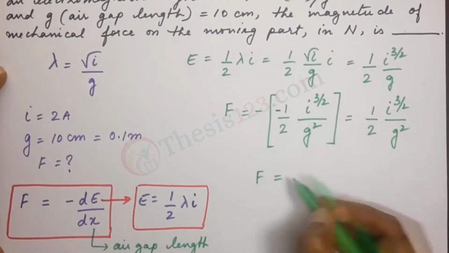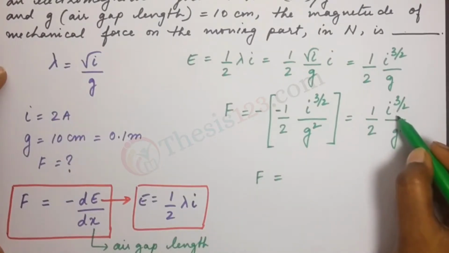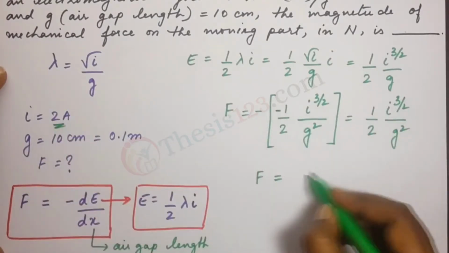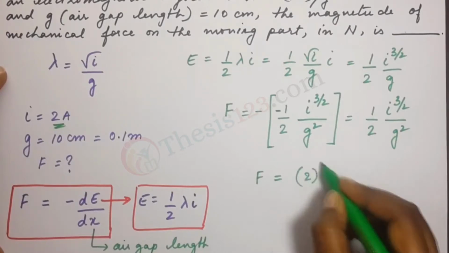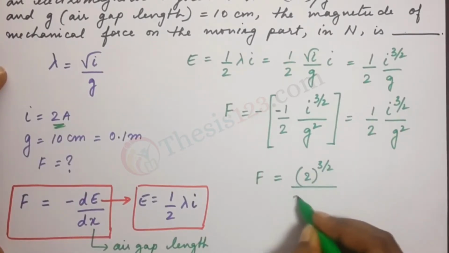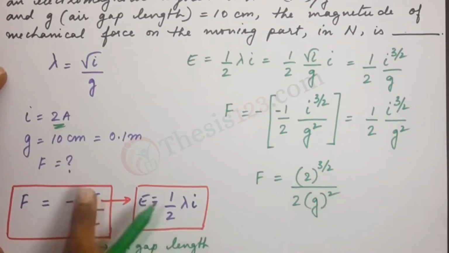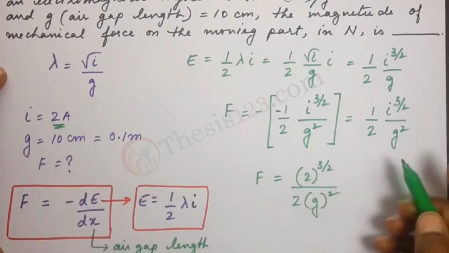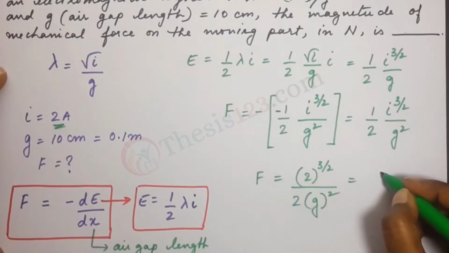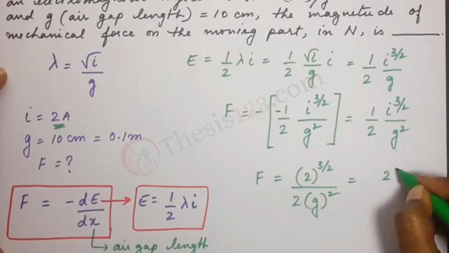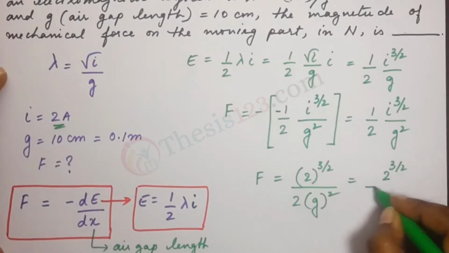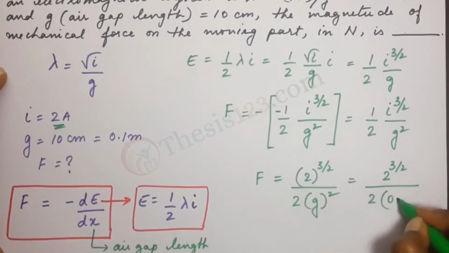Now we substitute the value for I. We have I is equal to 2, so that's 2 to the power 3 by 2 divided by 2 into g square. Now we have g square here, 0.1. Alright, so let's see now. We have 2 to the power 3 by 2 divided by 2 into 0.1 square. Okay, so now all the values have been substituted.